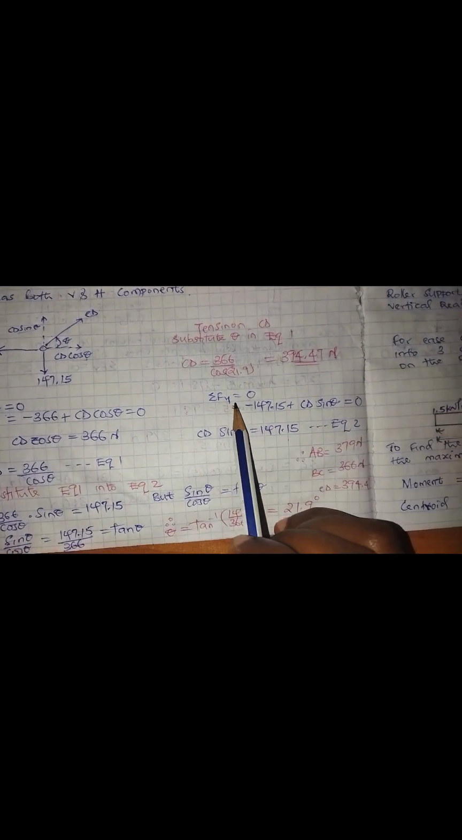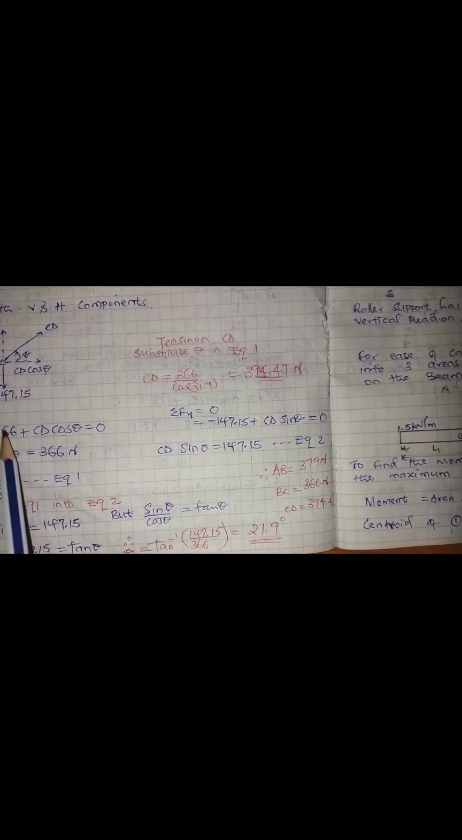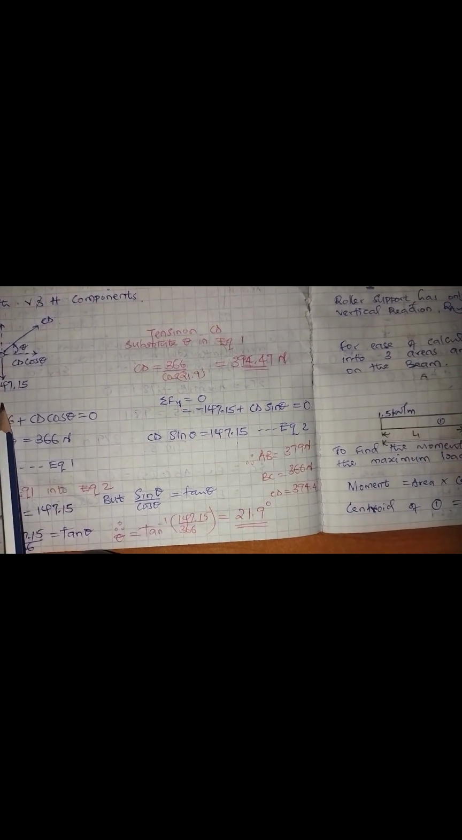Now, we are saying this is equation 1. The summation of Fy is equal to 0. Okay, y. So this one is facing the negative direction, this force, and we're adding it to the one that is facing the positive direction. And the sum is equal to 0. So we can say CD sin theta is equal to 147.15. So that is given as equation 2.